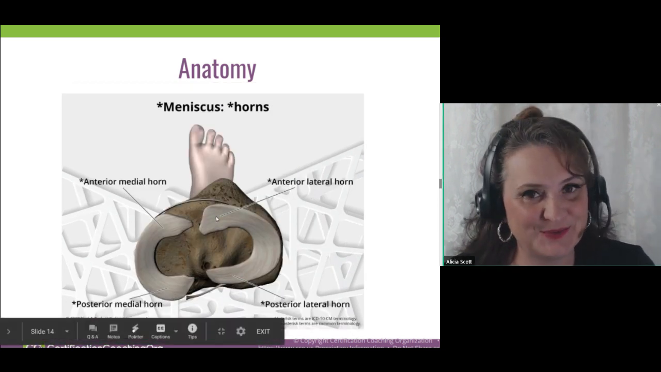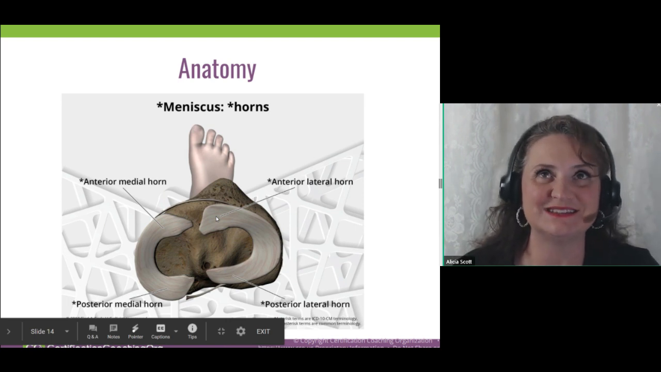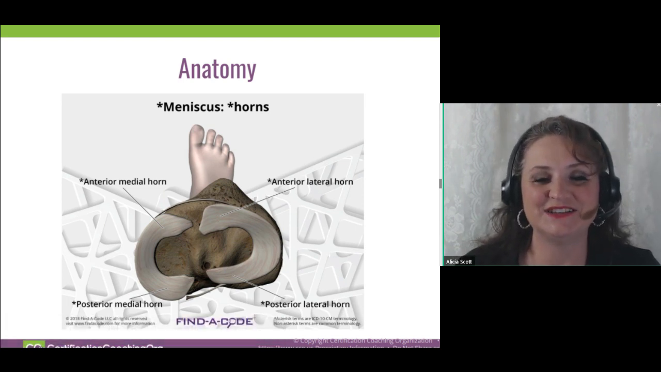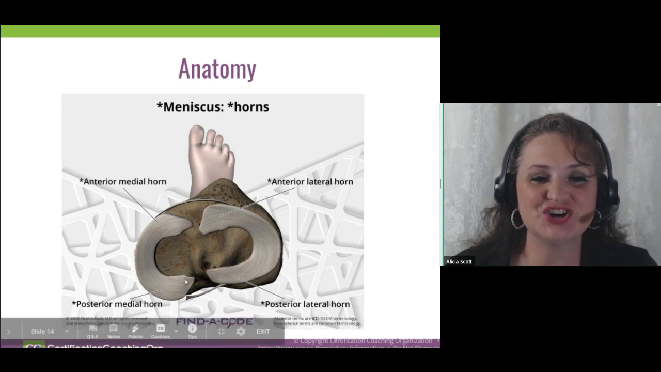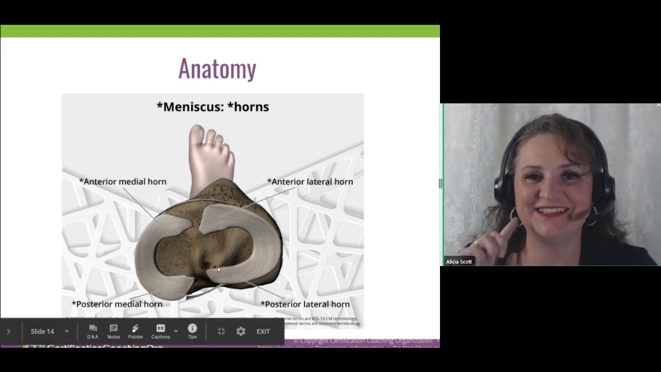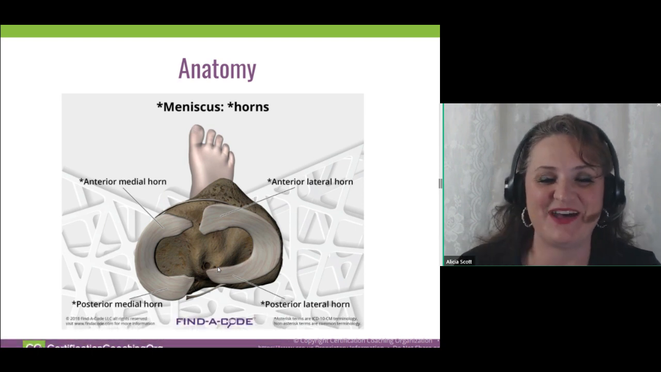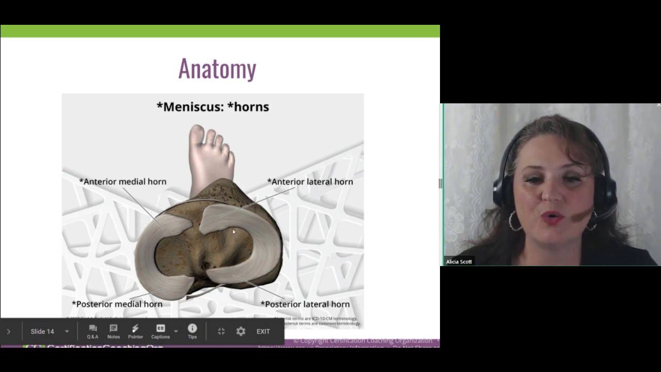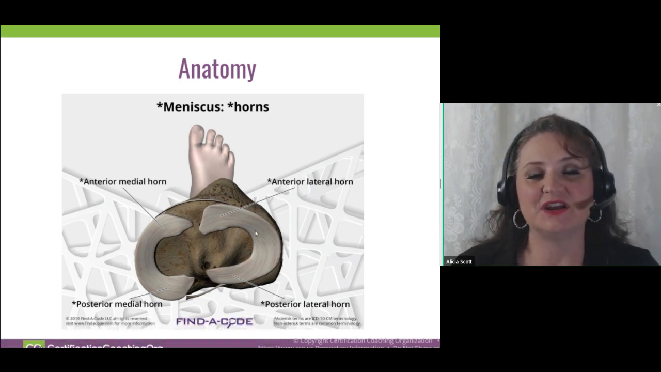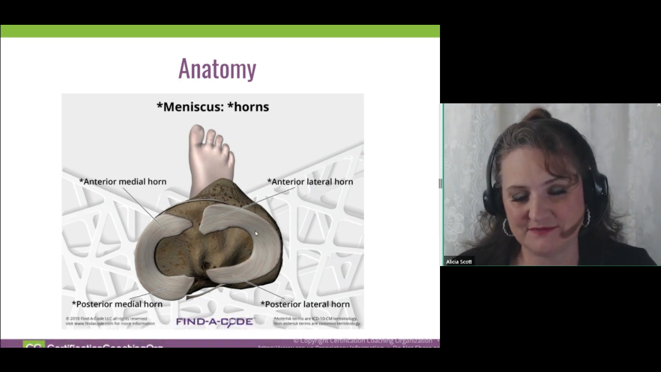Here is another reason why I think the meniscus is like the denture cream for the knee. It even has a curve like the dentures in your mouth. So this is called the anterior medial horn and the anterior lateral horn.